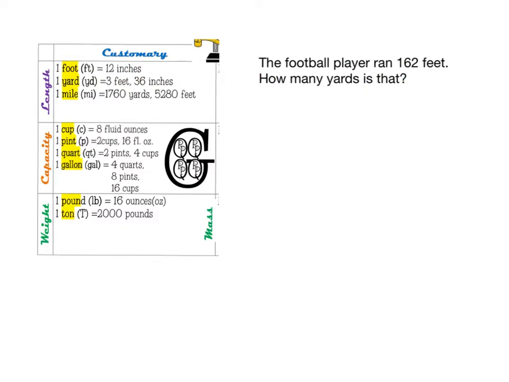The customary system is what we typically use in the United States. There's a couple other small countries that use this, but not much. So we're a little different in that way. But these are going to be the measurements that you are used to hearing.